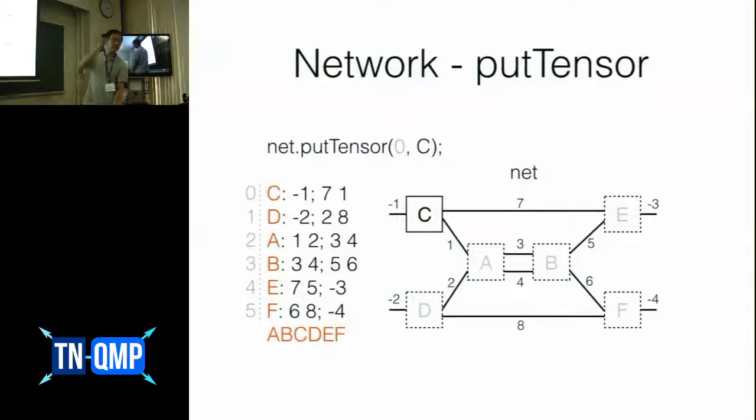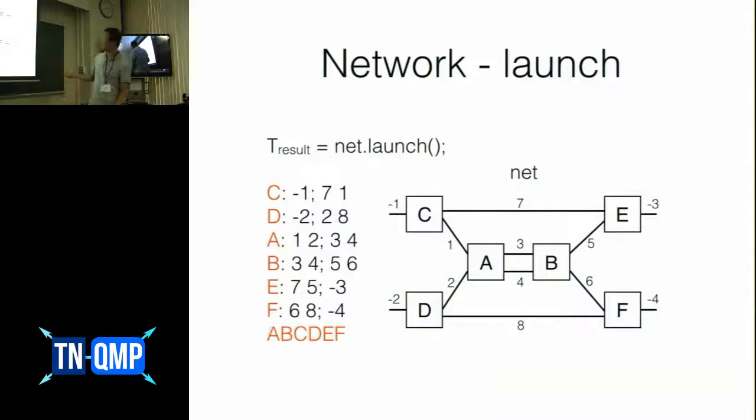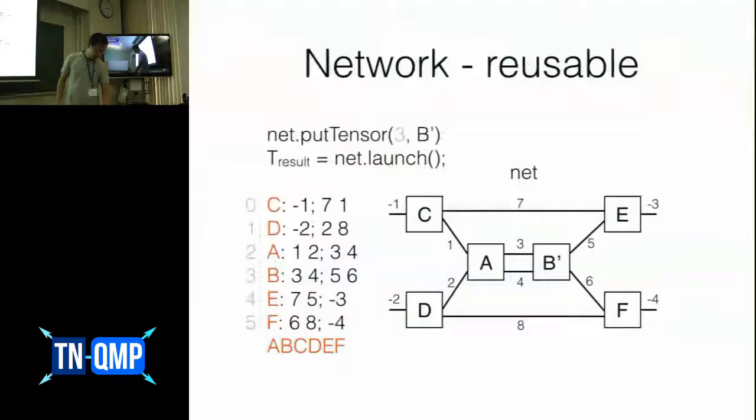And the library will automatically check if the labels are right, if the bonds are right, if this is contractible. After you fill in all the tensors, it just does the contraction for you, and then you get the final tensor. And you can replace a tensor. A lot of times you want to recontract the whole thing but leave the rest untouched. So you can replace one tensor and do the contraction.